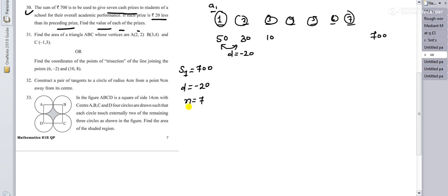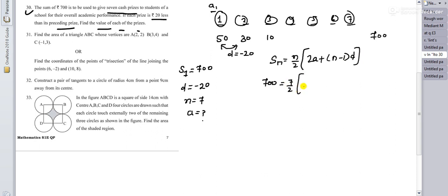So we'll find a first. If you get the value of a, we can get all the rest of the values. So let us use the Sn formula, which is equal to n by 2 into 2a plus n minus 1 into d. So substitute Sn as 700. Here n is 7 by 2 into 2 into a plus 7 minus 1 into what is d? It is minus 20. So write it properly.